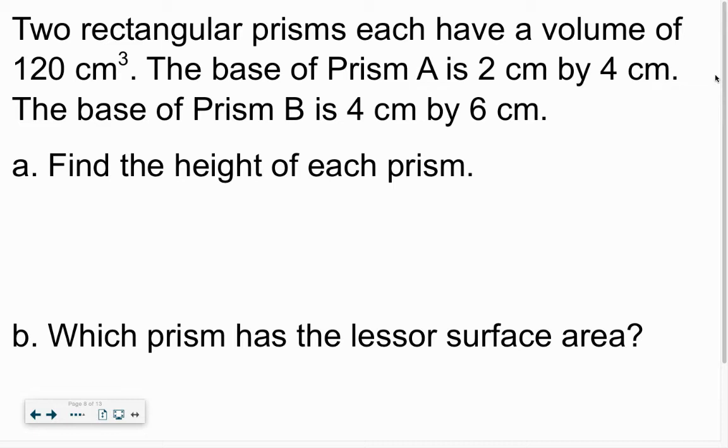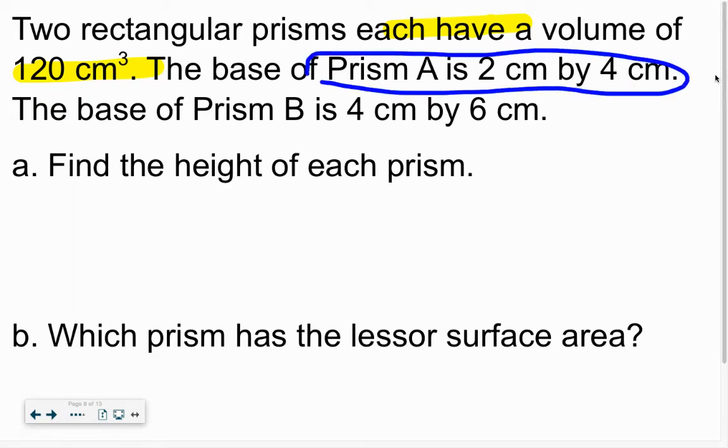Here we have 2 rectangular prisms. Each have the same volume. That's very important. Now, we're going to do this with rectangular prism A, which has a base of 2 by 4. So it's got a rectangle that's 2 by 4. And then rectangular prism B, which has a base of 4 by 6.